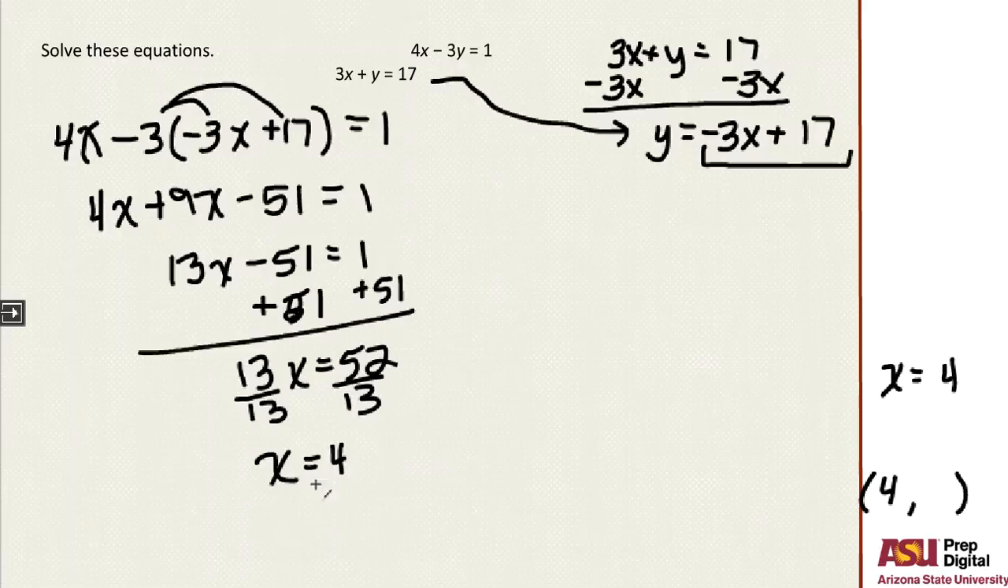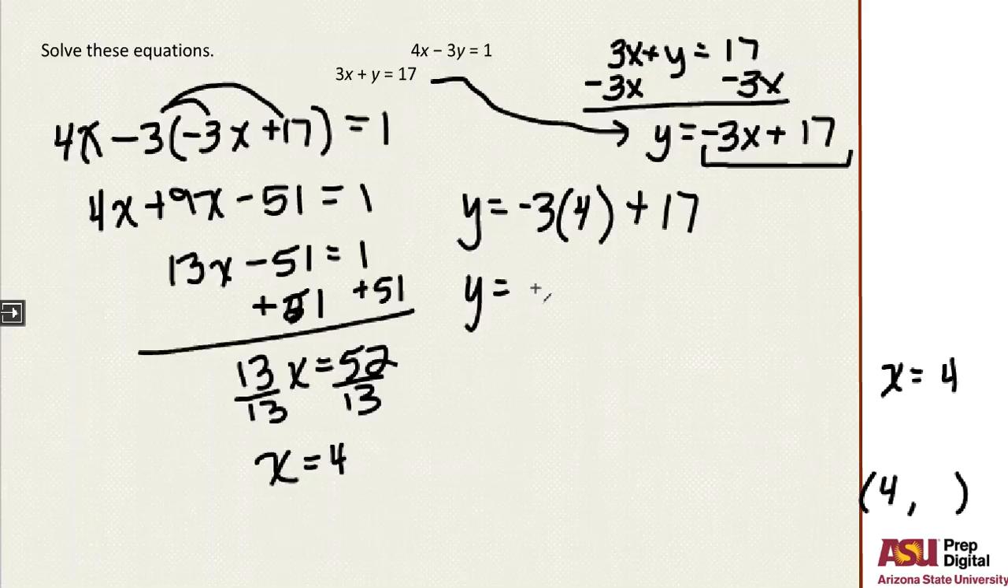So now that I have x is equal to 4, I can plug it into any of these equations. Remember, this equation is just a different version of this equation. And that's the one I'm going to use. The reason is it's already solved for y. So y is equal to negative 3 times x, we just found x to be 4, plus 17. So y is equal to negative 12 plus 17. So that means y is equal to 5. So I have completed the problem.